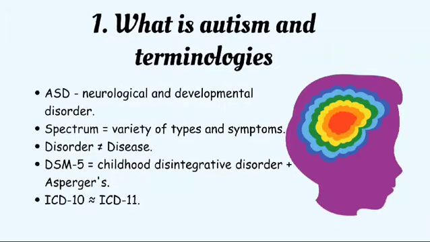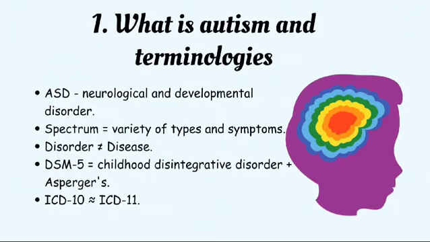What is autism in terminology? Autism spectrum disorder, abbreviated as ASD, can be defined as a neurological and developmental disorder that affects how people communicate, learn, behave and interact with each other. It is considered a spectrum because there is a wide variety of types and symptoms that people can present, each with its own uniqueness. It is called a disorder because they are psychological or mental conditions that affect a person's normal life, which differs from the concept of disease.